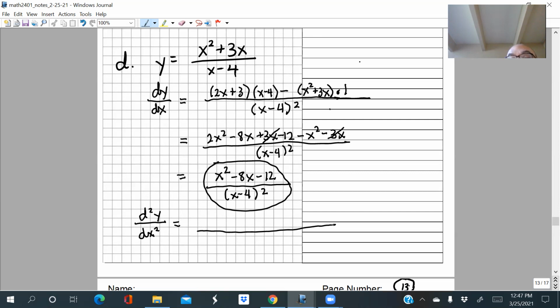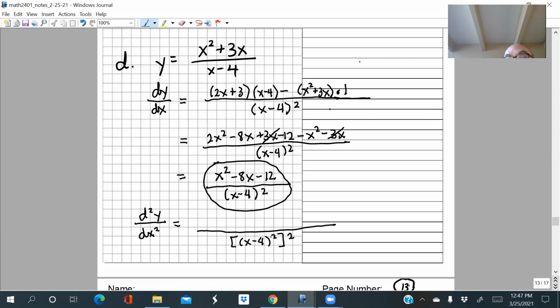The bottom I can do, because the bottom of the quotient rule says you take this denominator and you square it. So you would have x minus 4 squared squared. Let's write that down, but we're not going to really simplify it much. So I have x minus 4 squared, but then I have to square it again, so I put another square here.